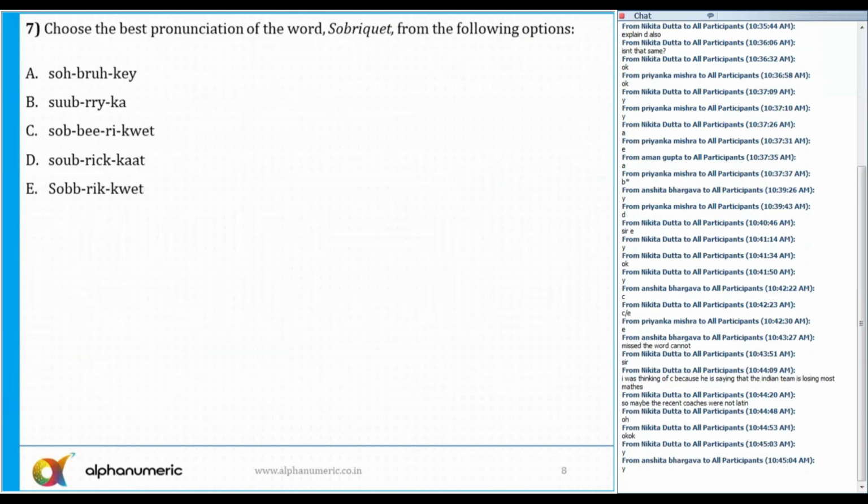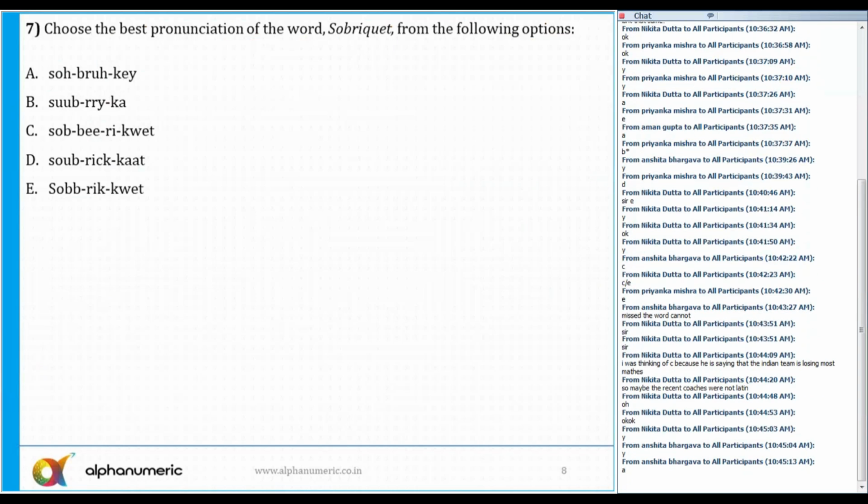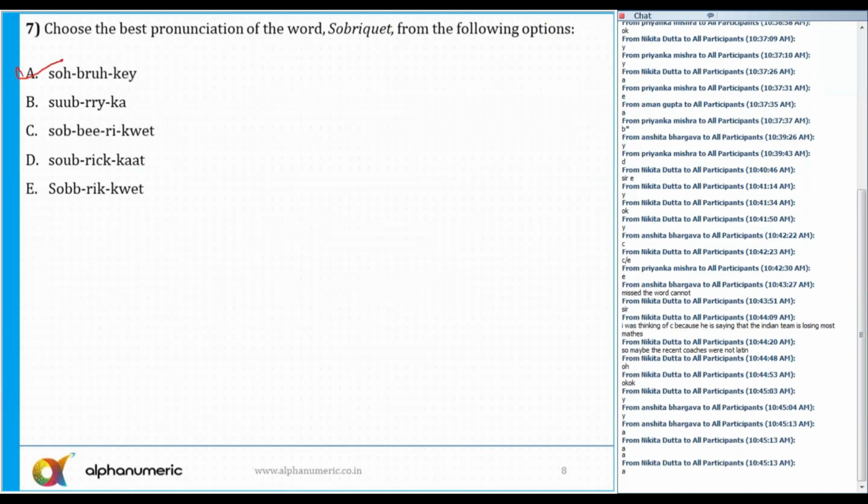Question number 7. Choose the best pronunciation of the word sobriquet from the following options. It has to be A. Sobriquet. It is pronounced sobriquet. It's not pronounced sobraka. It's not pronounced sobricat. It's not pronounced sobriquat.